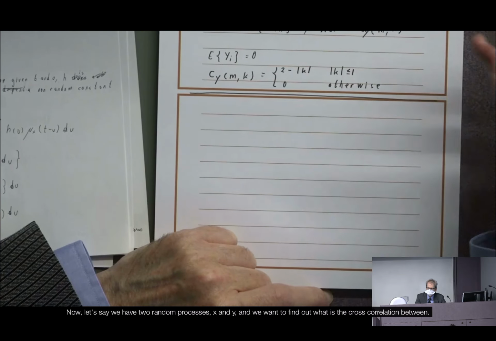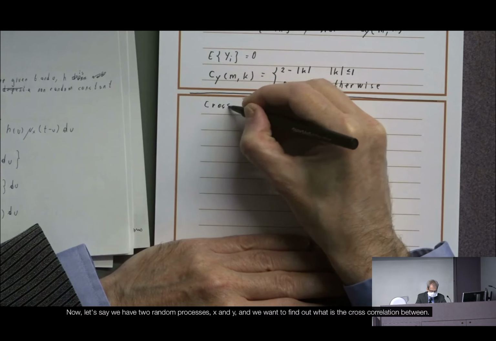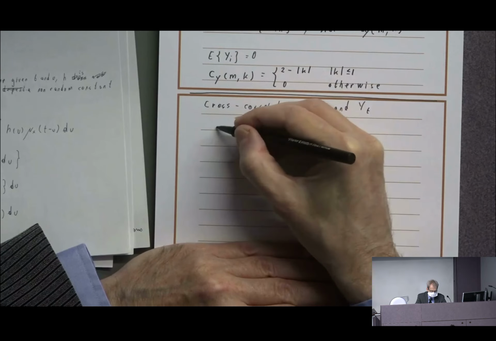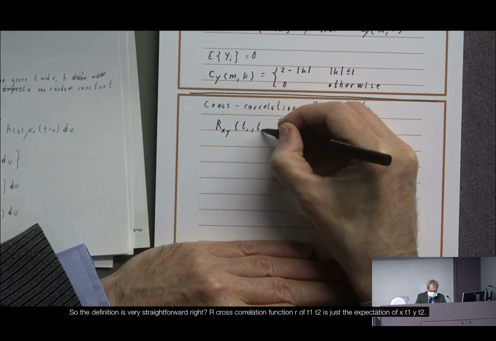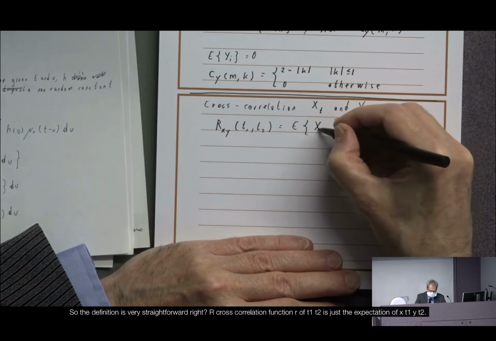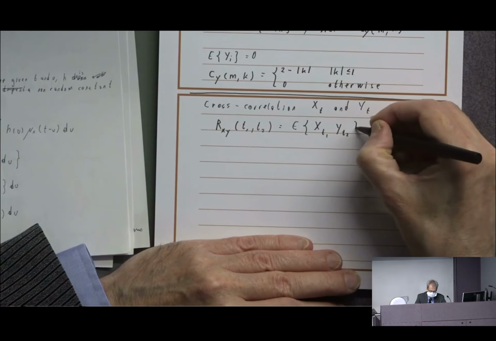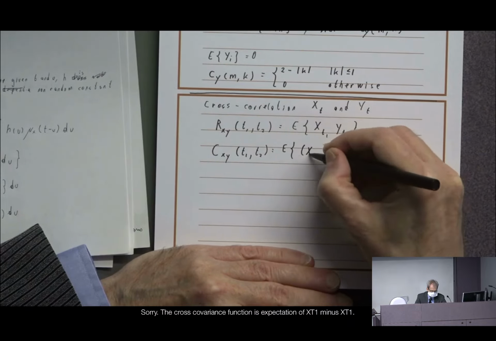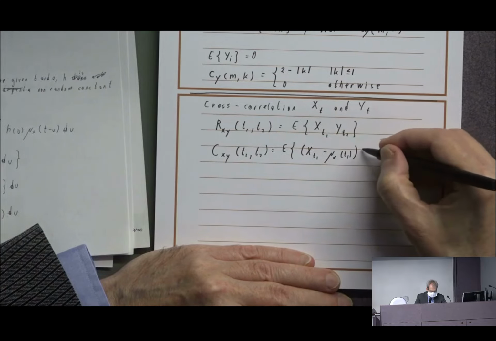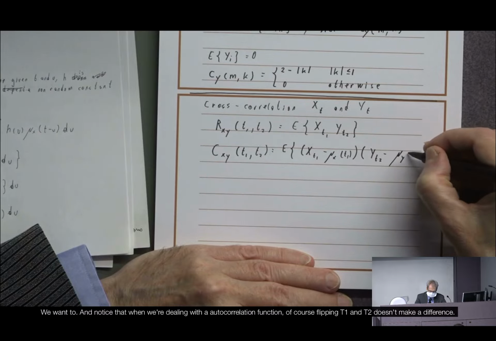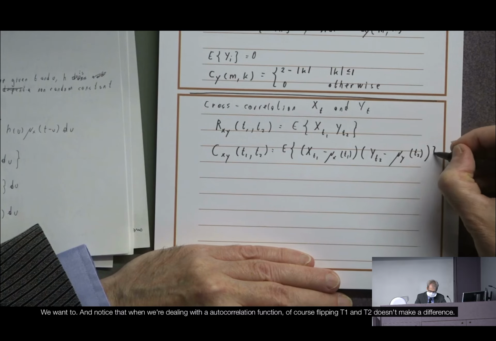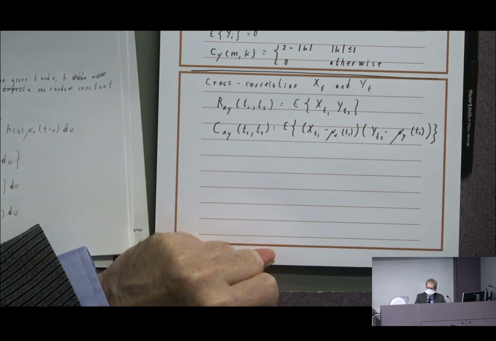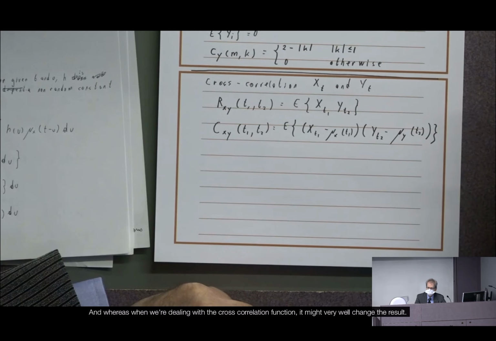Now, let's say we have two random processes, x and y, and we want to find out what is the cross correlation between x(t) and y(t), so between those two random processes. The definition is very straightforward. Our cross correlation function, r(t1, t2), is just the expectation of x(t1) y(t2), and the cross covariance function is the expectation of (x(t1) minus mu_x(t1)) times (y(t2) minus mu_y(t2)). Notice that when we're dealing with an autocorrelation function, flipping t1 and t2 doesn't make a difference, whereas when you're dealing with a cross correlation function, it might very well change the result.